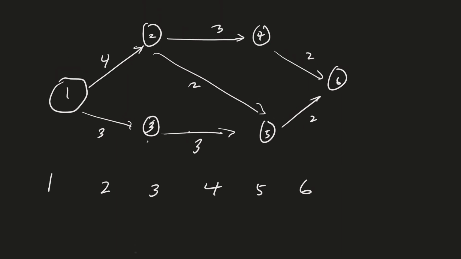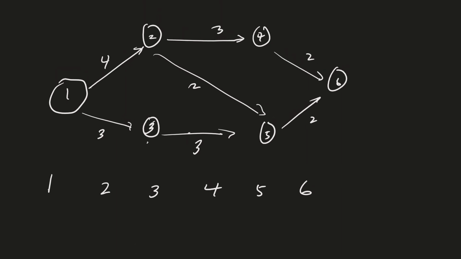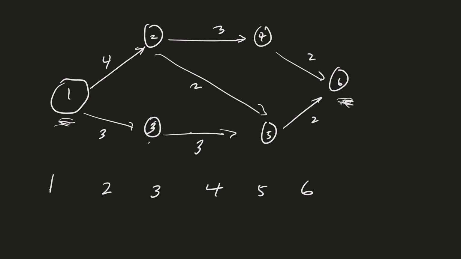So we're starting section 8.2, and the idea behind section 8.2 is to find the shortest path between our starting point, node 1, and the endpoint, node 6. Okay, now there are some other algorithms out there. We're going to focus on something called Dijkstra's algorithm.